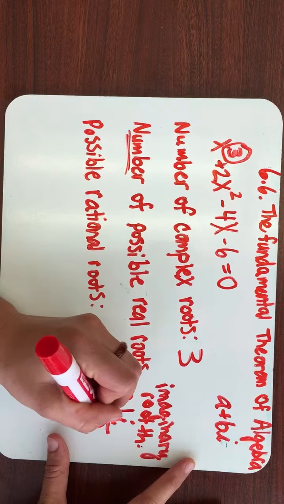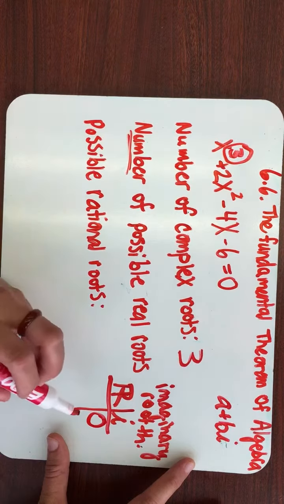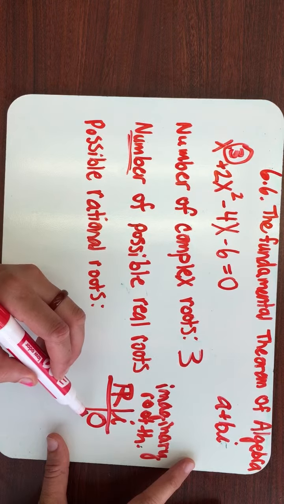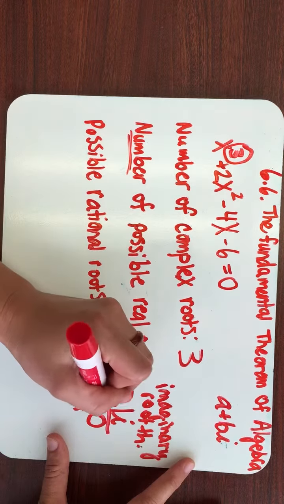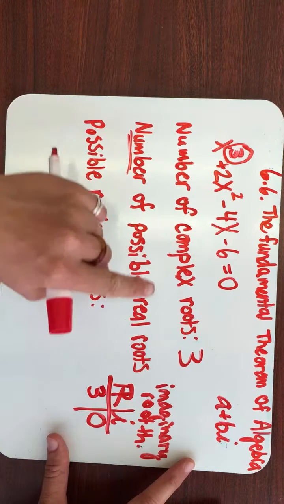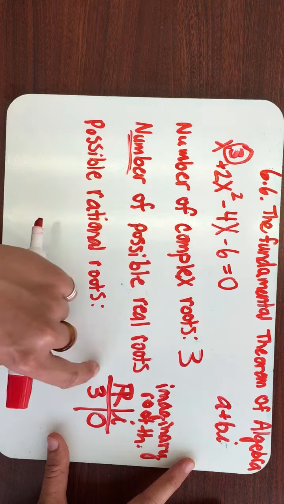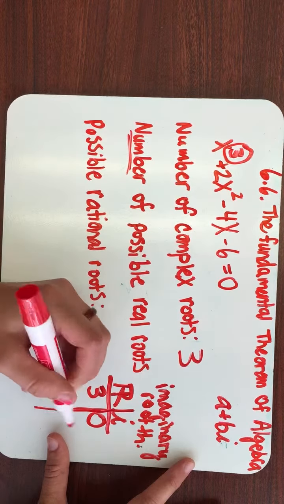So we can say there can be 0 imaginary solutions. Therefore, it would be 3 real solutions because it has to add up to 3 complex numbers altogether. So this is one option.